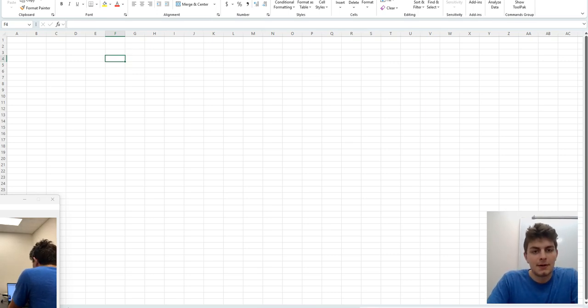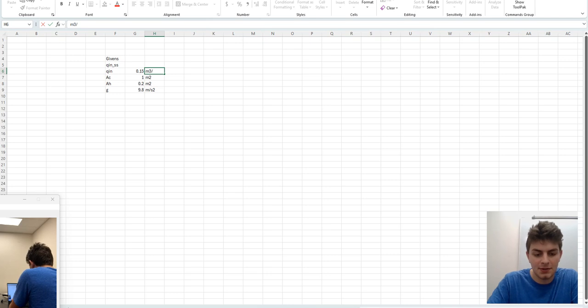So let's code this out real quick. This is going to be pretty straightforward here. So, givens: we have a Q in steady state, we have a Q in non-steady state, we have a cross-sectional area, an area of the hole, a g. What else do we have? So this should be 9.8 meters per second squared. This is going to be 0.2 meters squared. This is going to be 1 meter squared. Meters cubed per second, and 0.1.